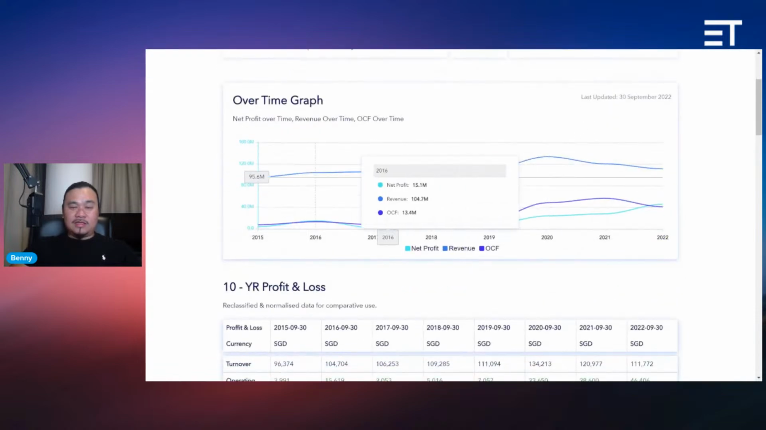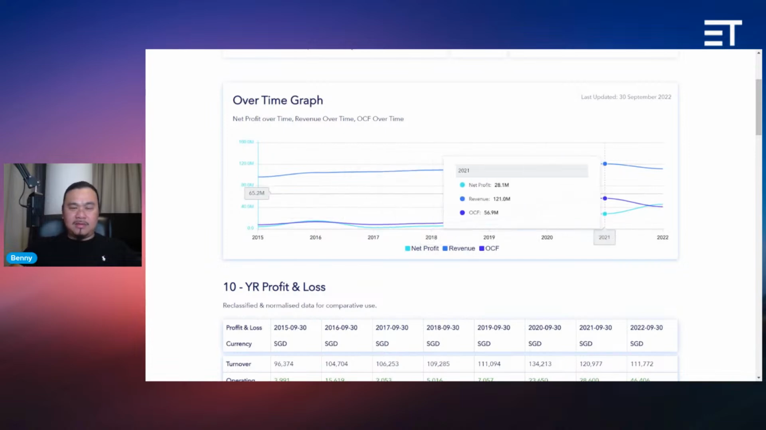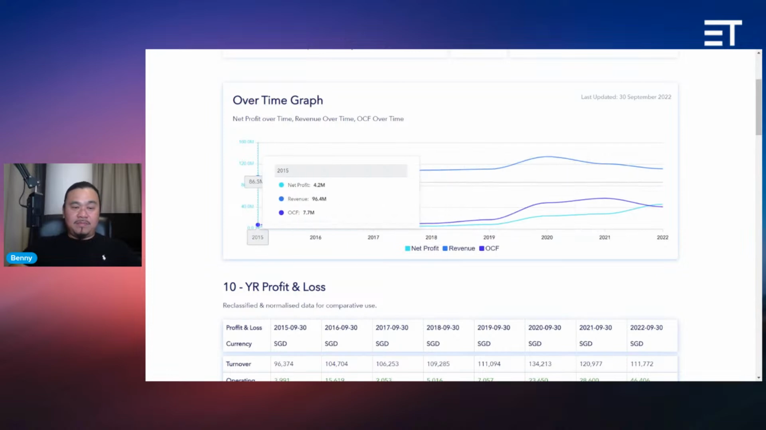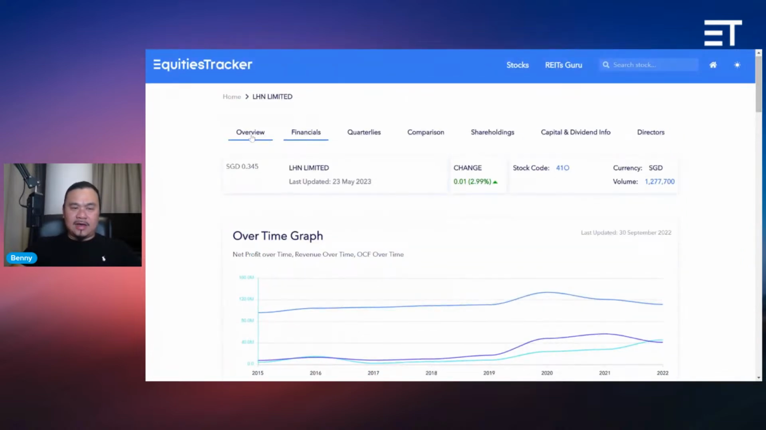Over the long run, you can see also the net profits are consistent. Okay, it's gone up a little bit, but over the past 5, 6, 7 years, revenue has gone up also. Okay, but then again, why did the price go up that high? Maybe there's something I do not know. Okay, then this is something that you have to be careful about.